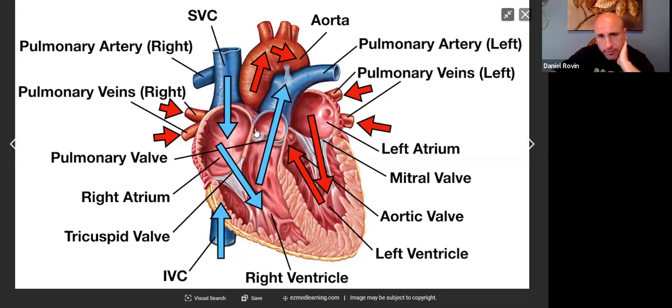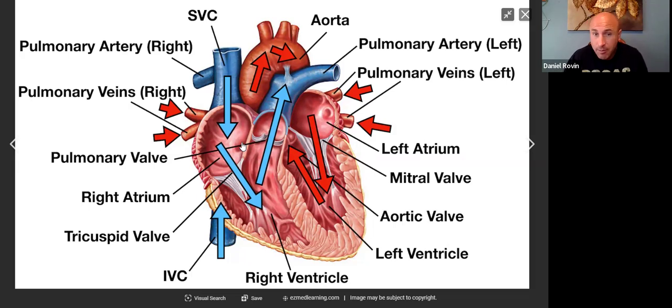Another little area that we see, I don't know if you can see it, there's a little dark area right here in the right atrium. In the developed heart after you're born, it's called the fossa ovale, which means the oval depression. That was not always a depression.